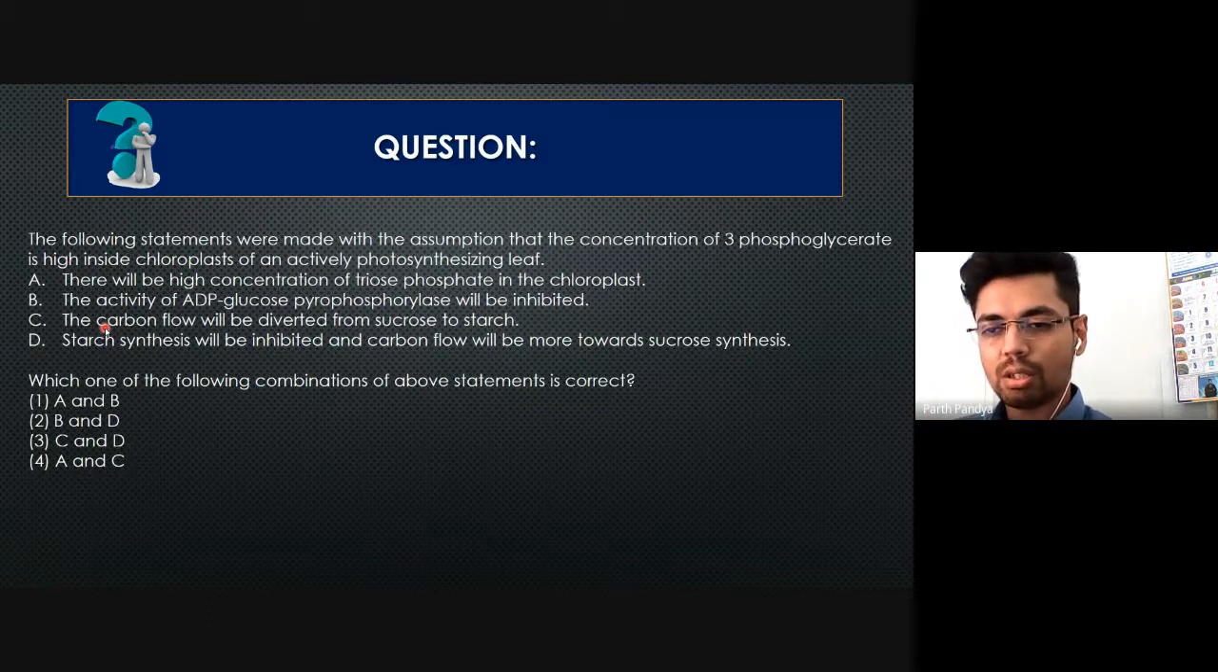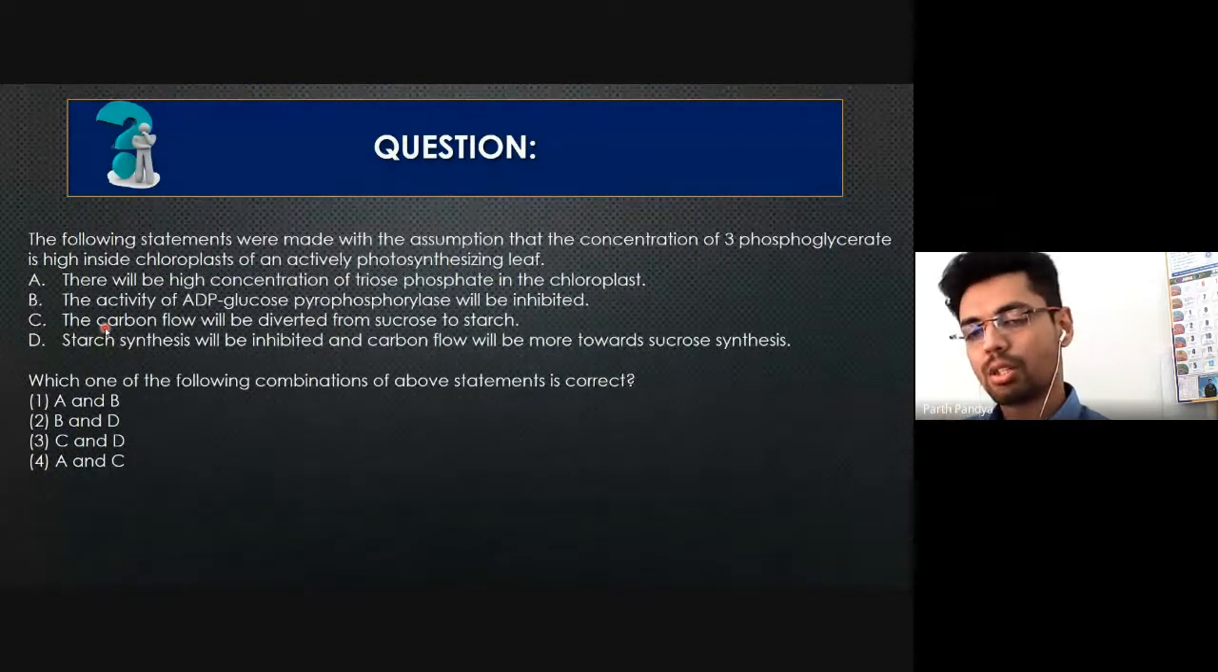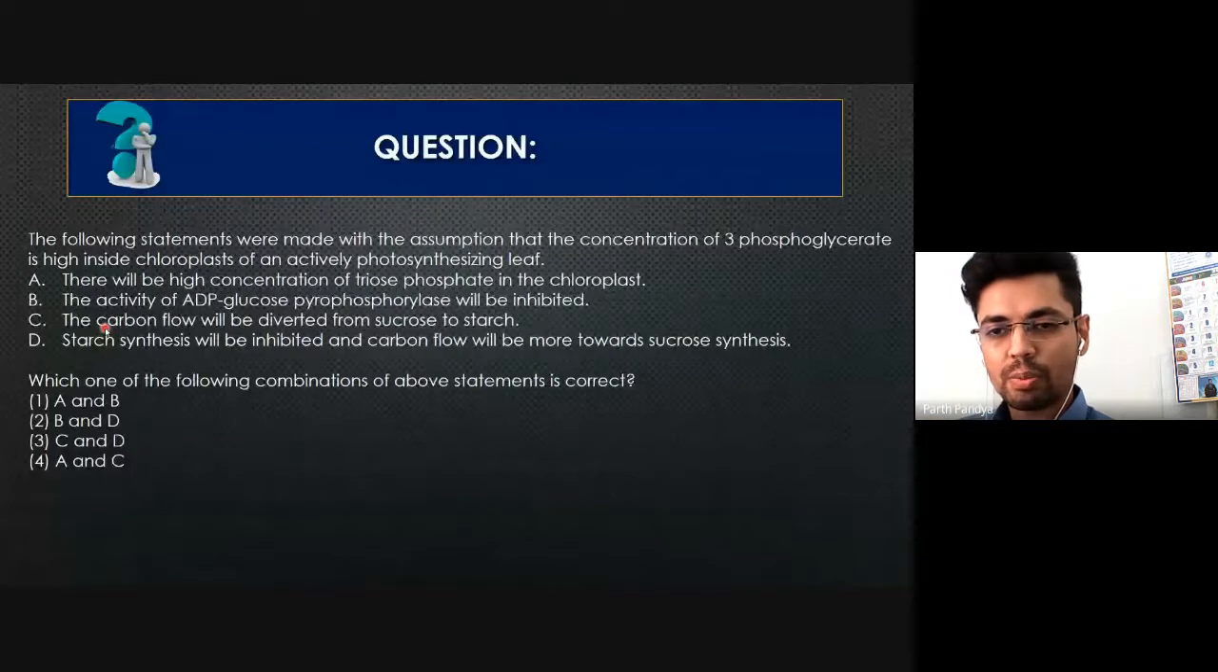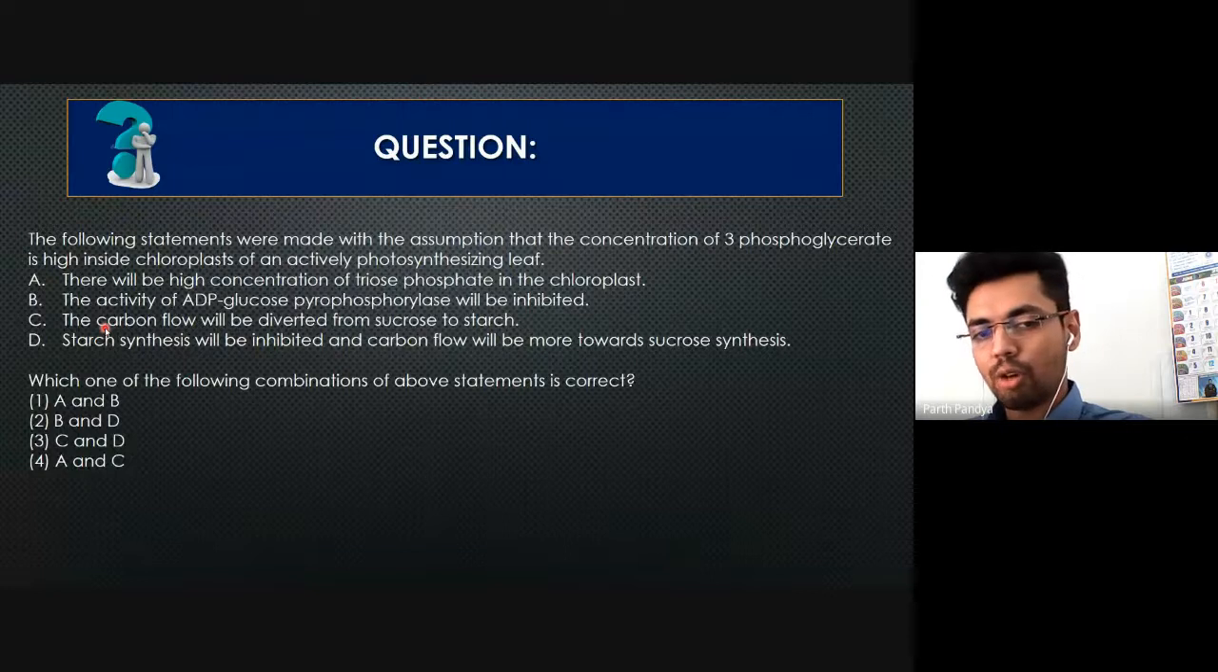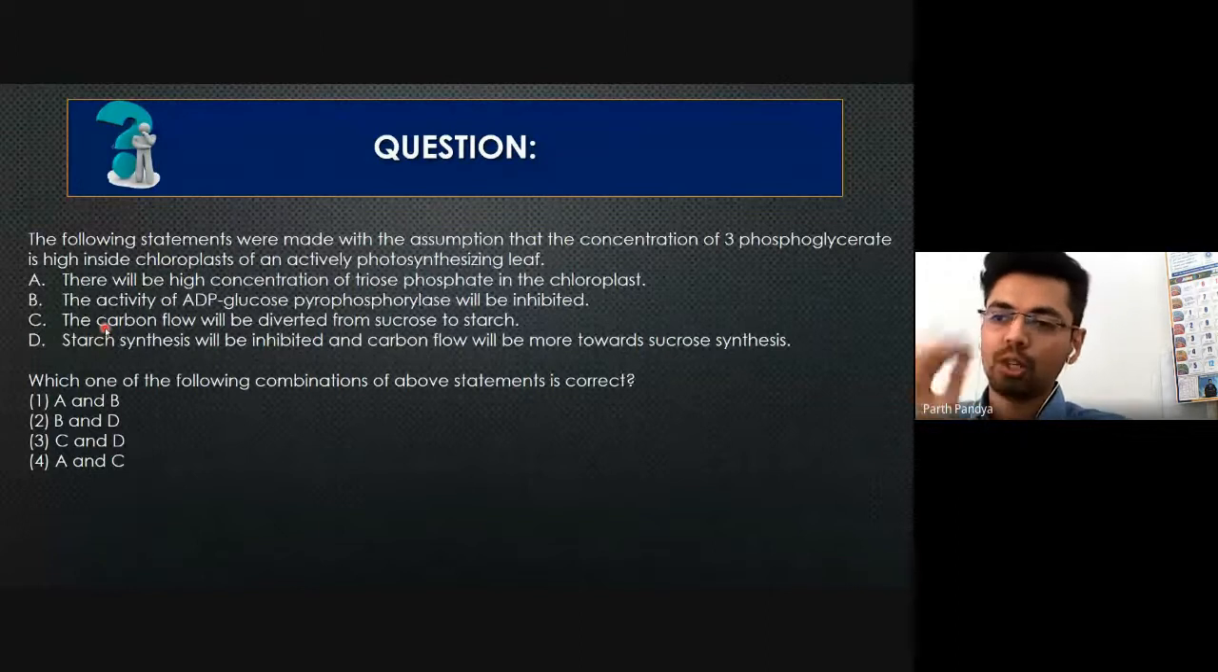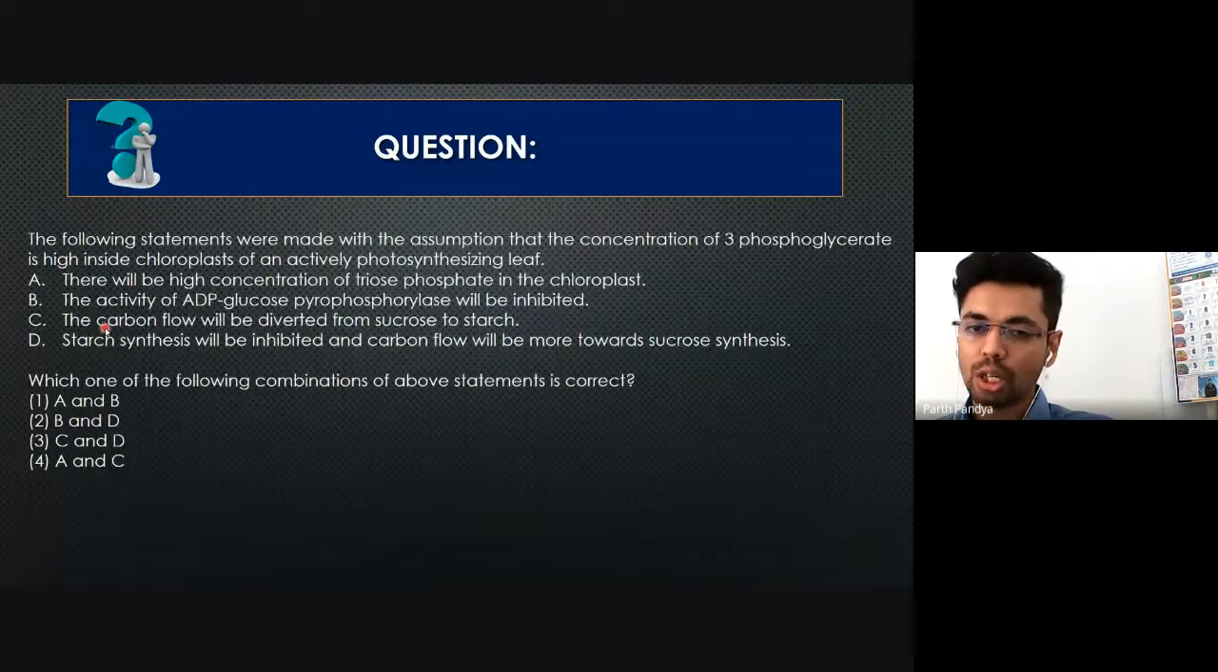Now we know that starch is one of the storage polysaccharides used in plants, and sucrose is the molecule for which either synthesis or breakdown occurs. So in this particular question, we have the concentration of 3-phosphoglycerate in the chloroplast, and on the basis of that, the assumptions A, B, C, D have been made. Now we have to relate two things. We know that 3-phosphoglycerate has been formed. We have seen when and how it forms, and that we now have to list down.